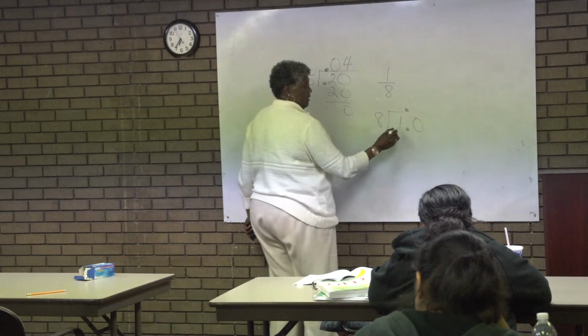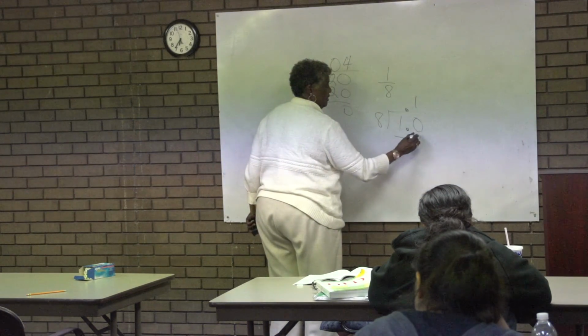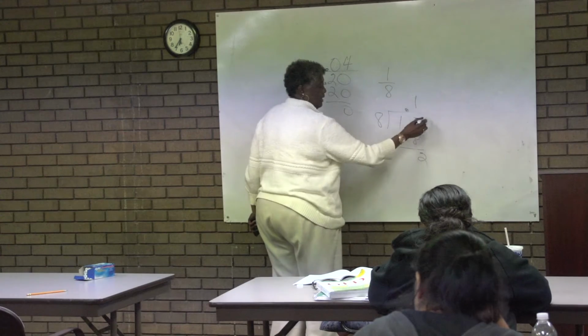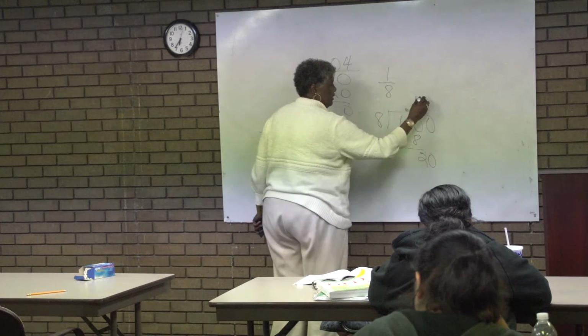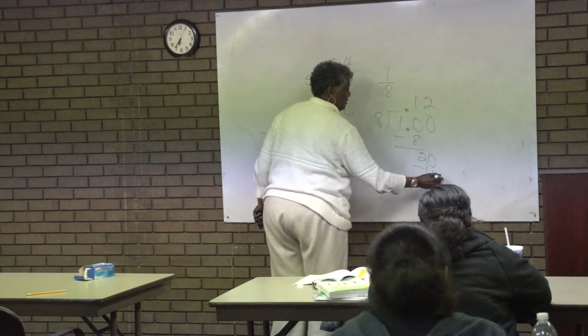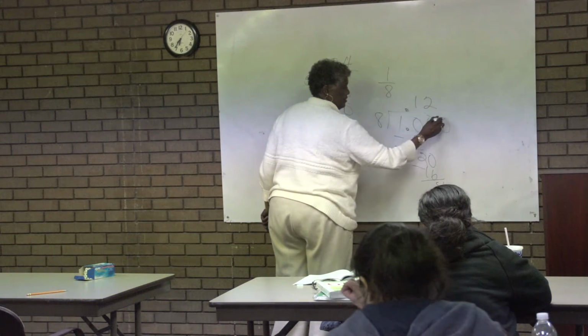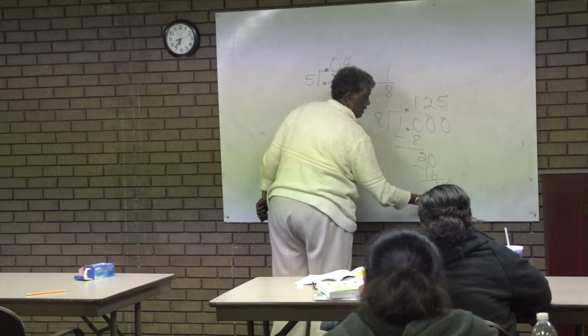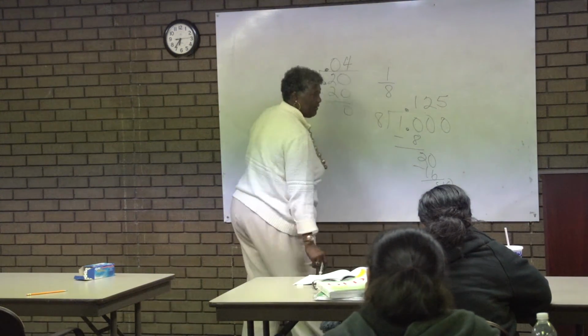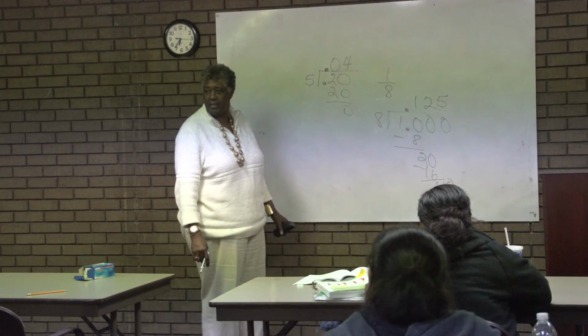Going to 10, I add another 0. I can bring it down. 8 will go into 20. Add another 0, so I can bring it down. 8 will go into 40. Do one more of those. Then it stops for me, see?